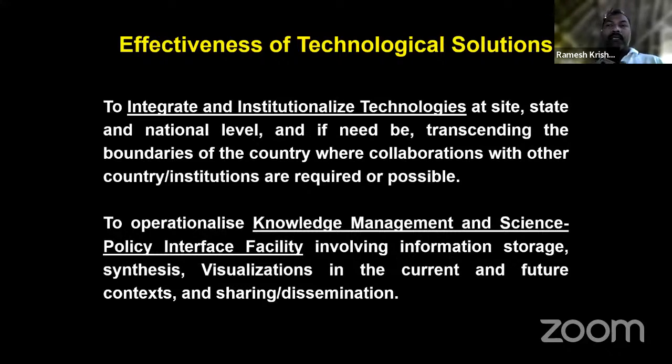The second one: if you really use the technology and collect information, we need to operationalize knowledge management. We very often talk about knowledge and knowledge management, that knowledge is power and all that. But we can ask ourselves, how much of the knowledge that we contribute can actually be managed?